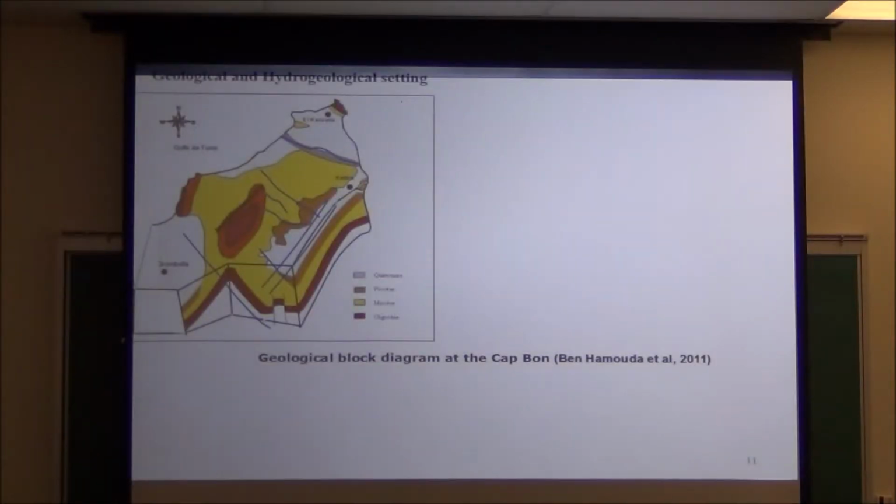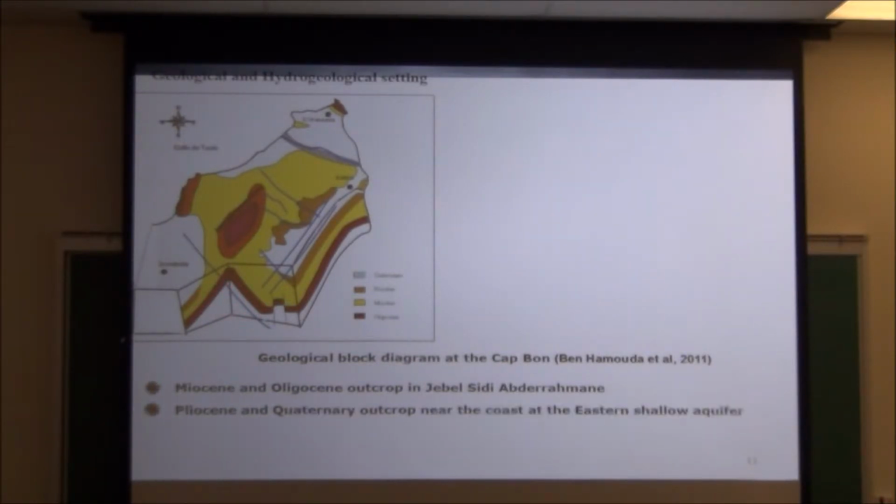For the geology of this region, the block diagram plotted for the Cap Bon area shows that the deep aquifer of the Miocene and Oligocene outcrops in Jebel Sidi Abderrahmane and in the south of the oriental coast aquifer. The shallow aquifer, composed of the Plio-Quaternary, occurs near the coast.